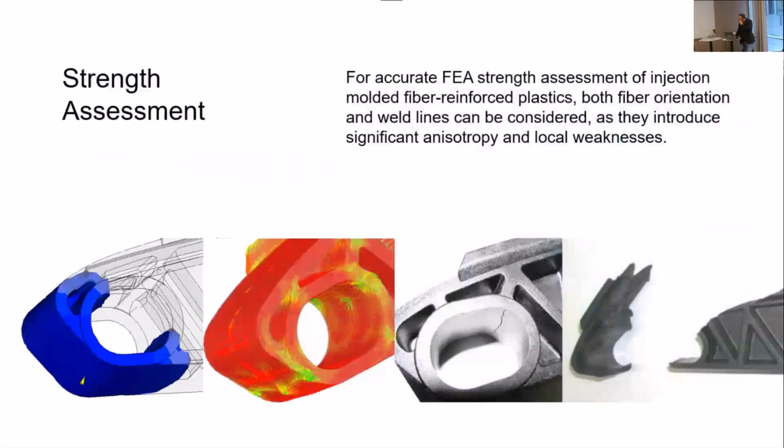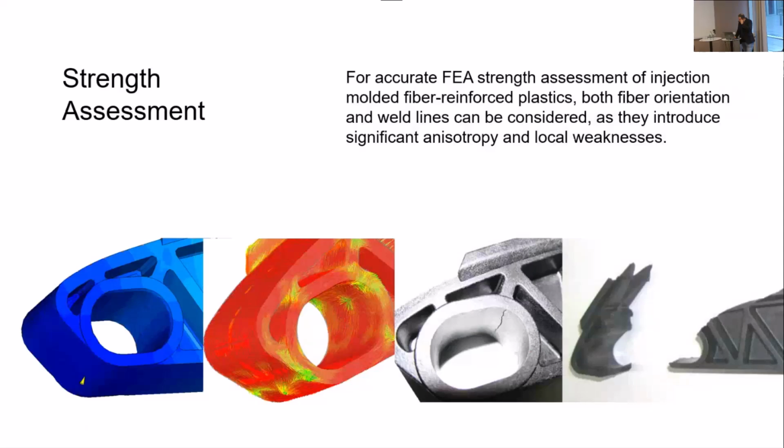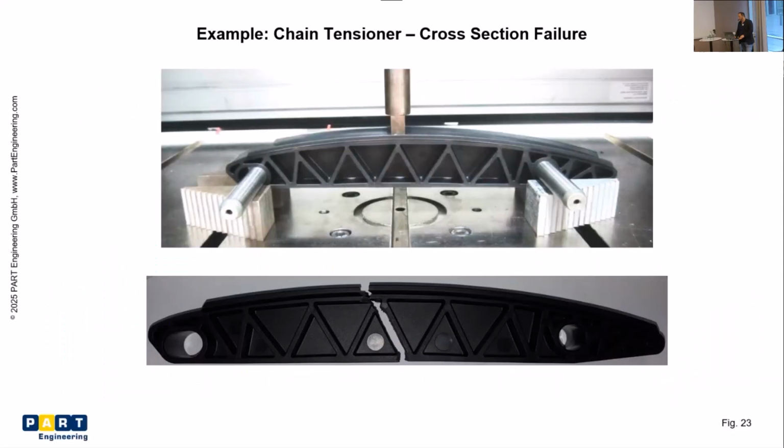So how does that affect, in terms of strength assessment, my prediction of my parts failing? Coming to one example that we had here, it was an industrial application. It's a chain tensioner, automotive industry, but it was used to also test different weld lines and different fiber reinforced materials, to compare the different material models to the test results of such a part. It was quite an easy test.